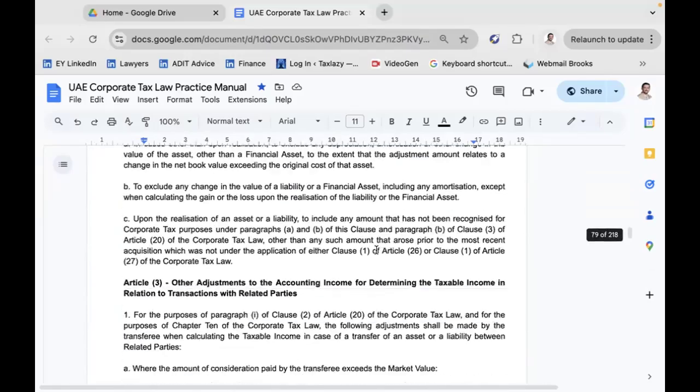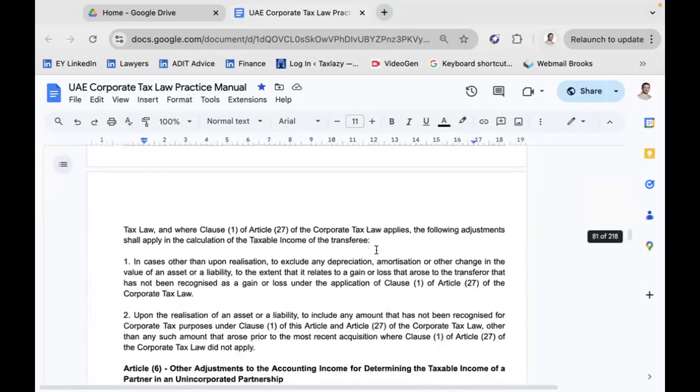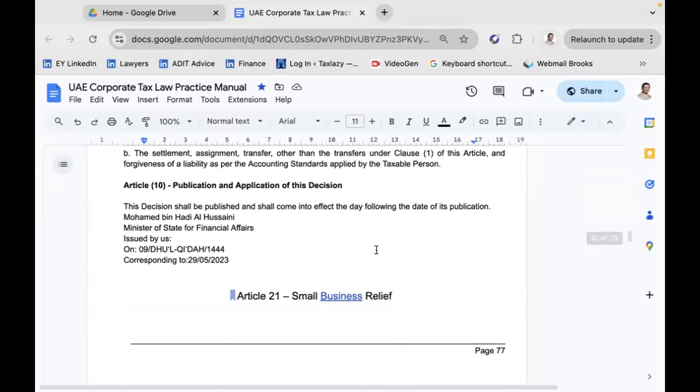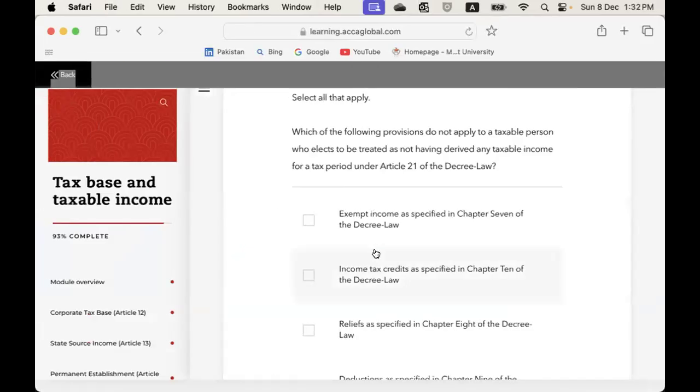I've got so many decisions. Okay, so I will trust small business relief. Let's read it. Which of the following provisions do not apply to a taxable person who elects to be treated as not having derived any taxable income for a tax period under Article 2?